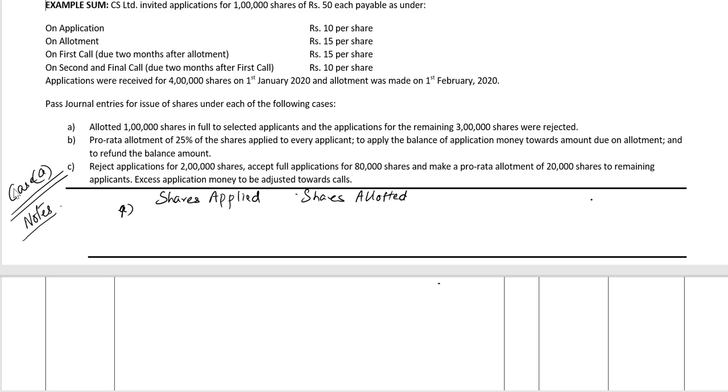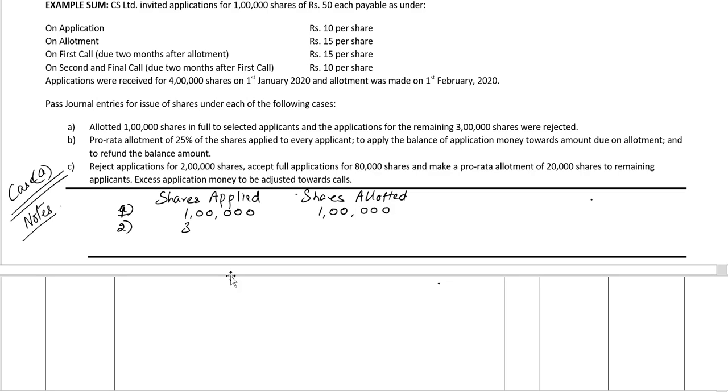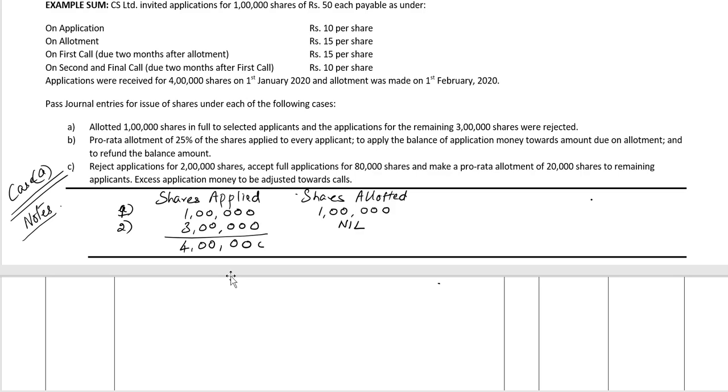We have in the first category shares applied 1 lakh, for which the shares allotted is also 1 lakh. And in the second category, shares applied 3 lakh, against which no allotment is made because the shares are rejected. So we have a total of the applied shares as 4 lakh shares and the total of the allotted shares as 1 lakh shares.